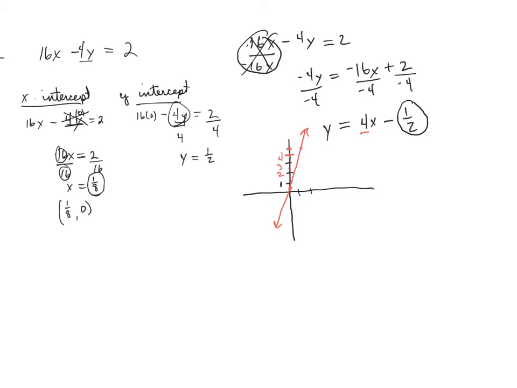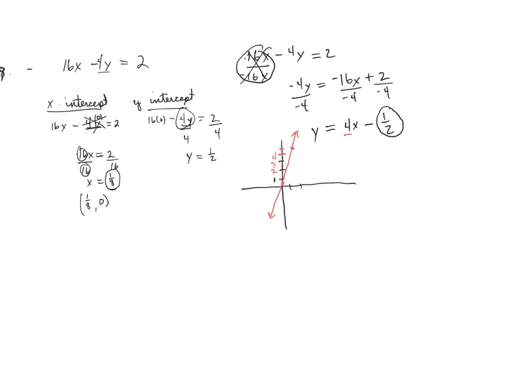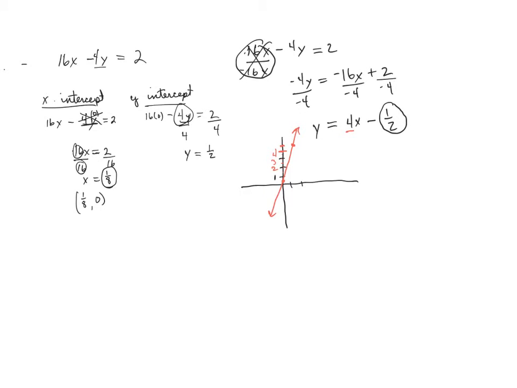And make my dots bigger so you can see them. There you go. That's the easiest way to graph it. The other way would work too. It's just harder because I'm looking for some smaller numbers.